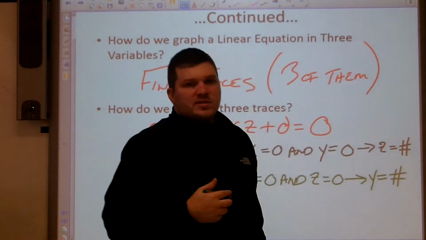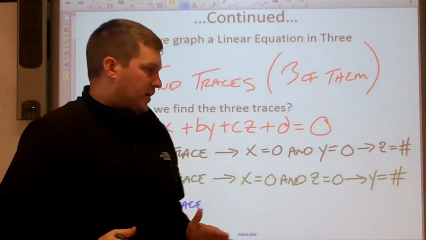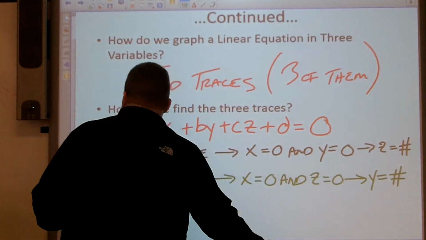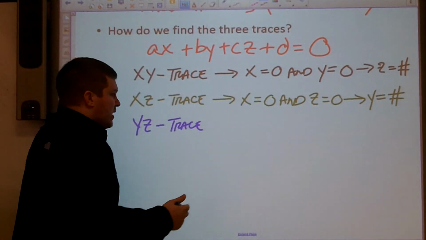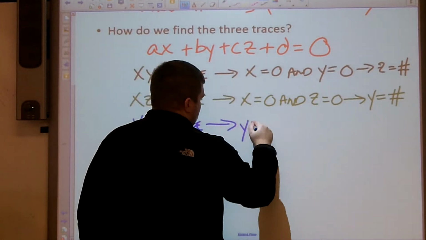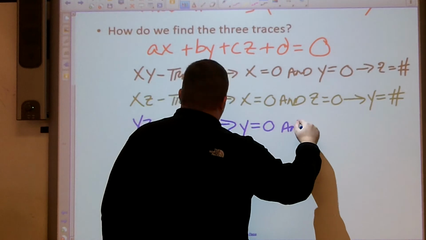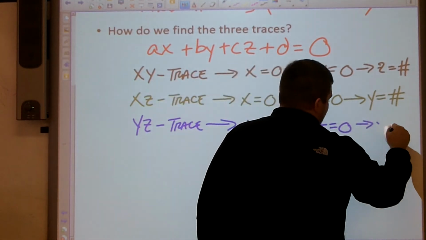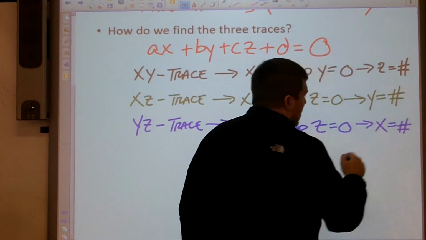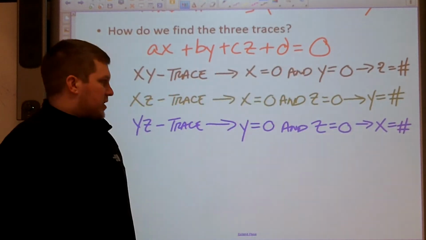Don't know what that is, but essentially we're finding the Y-intercept now. And then finally, you probably have already guessed what we're going to do. For the YZ trace, we let Y equal 0 and Z equals 0, which means X is going to be some number. So essentially we're finding the X-intercept.